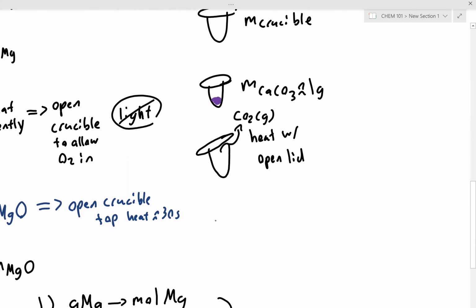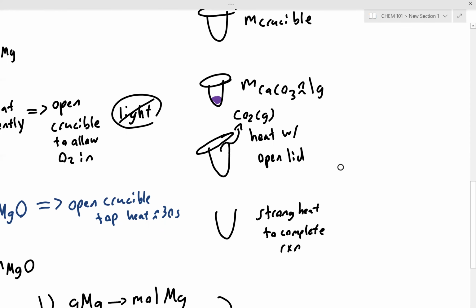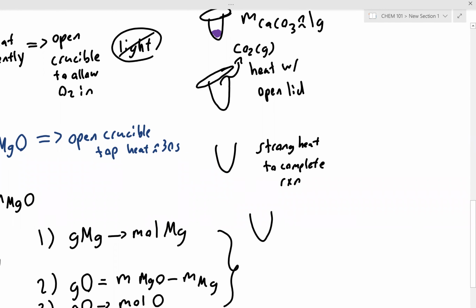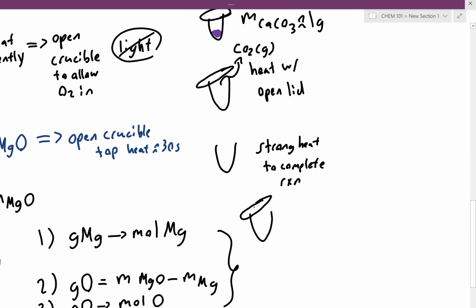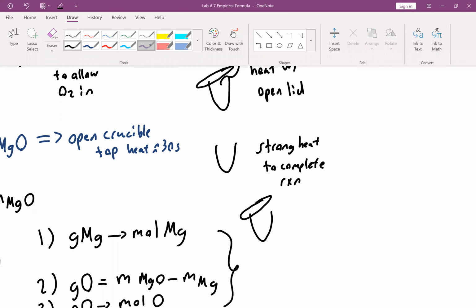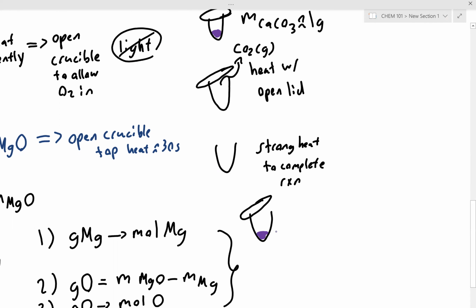So at the end of our heating process, you're going to want to do one last strong heating to complete the reaction. And at the end of this entire process, you're going to end up with a crucible. I'm drawing it open just to emphasize it should always be open. And inside the crucible will not be calcium carbonate, but calcium oxide. Okay? Carbonates decompose to yield an oxide and carbon dioxide.